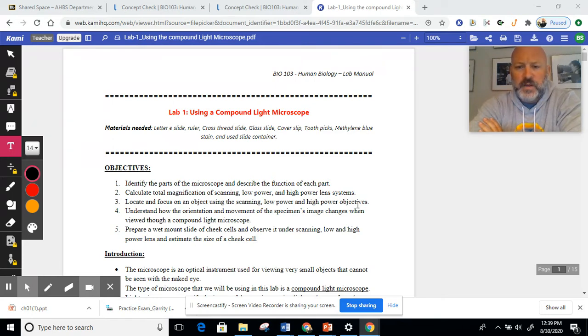Remember, filling out the pages of the lab manual is going to be important because when I give the lab exam, not only am I going to be asking for the answer sheet to the lab manual, but I'm also going to be asking for specific pages from this lab manual, and these pages will count as points towards the lab exam.